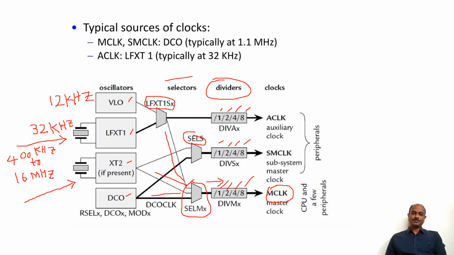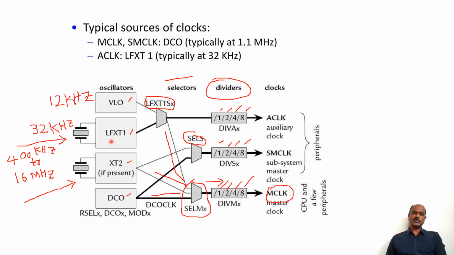By default, if you can see here, this ACLK will be generated by using LFXT1, so that is shown in a thicker line. By default ACLK will be generated by using LFXT1, the low frequency crystal. It will be used for generating the ACLK. So ACLK will be generated by using LFXT1 by default.